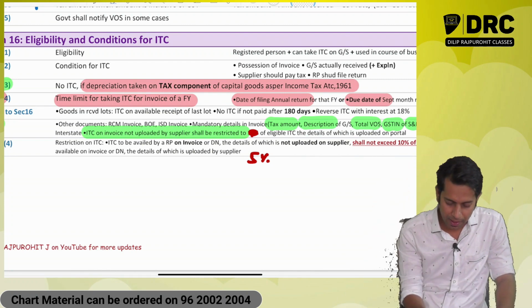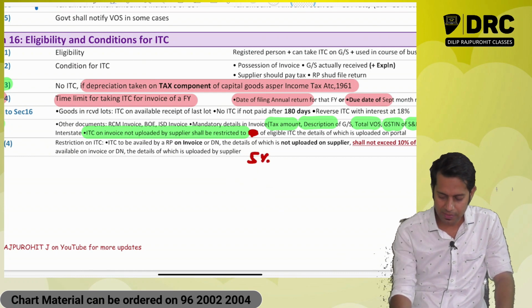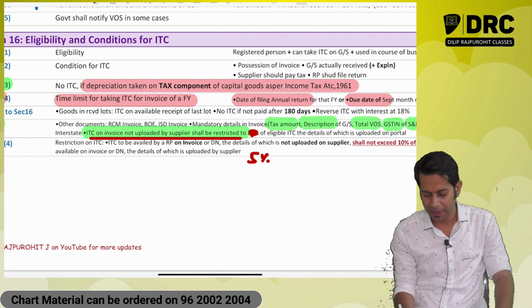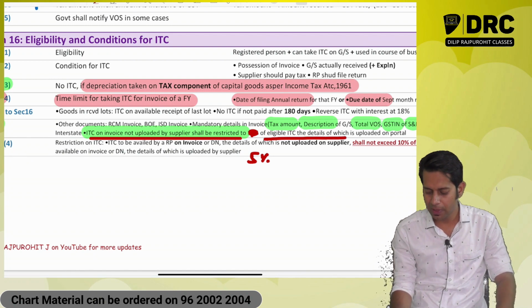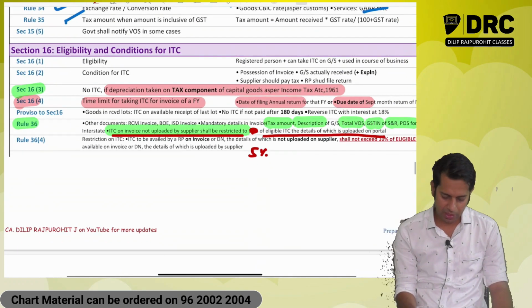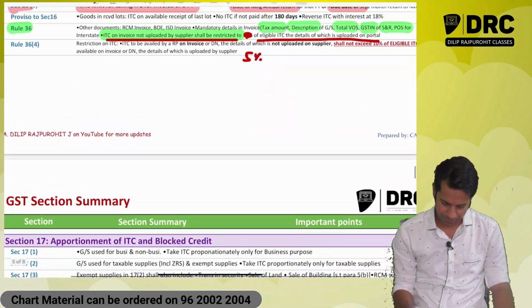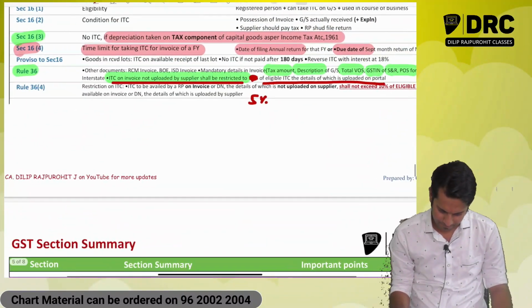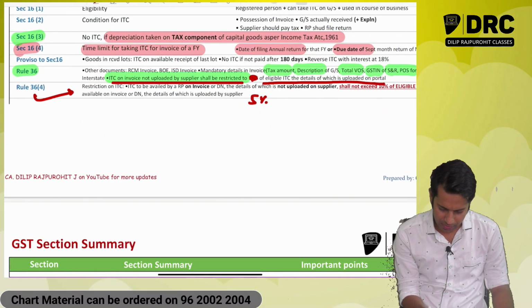What is that restriction? The restriction will be 5% of eligible input tax credit. So ITC on the invoice not uploaded by the supplier shall be restricted to 5% of the eligible input tax, the details of which are uploaded on the portal. Rule number 36 sub rule 4.